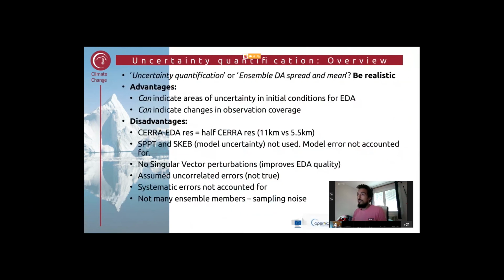The advantages of the EDA, if you want to use it for uncertainty quantification, is it can show uncertainty in the data, and it can give you some idea of the observation coverage, because those standard deviations could be due to observation coverage or not. And then there's a list of disadvantages because it doesn't account for model error and so forth.